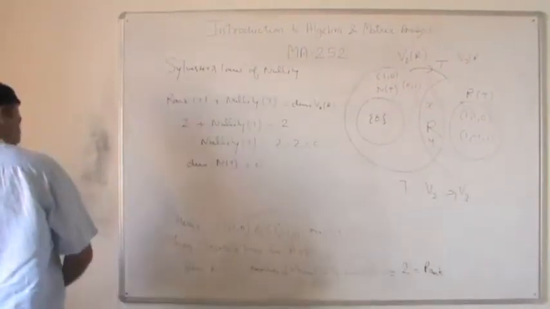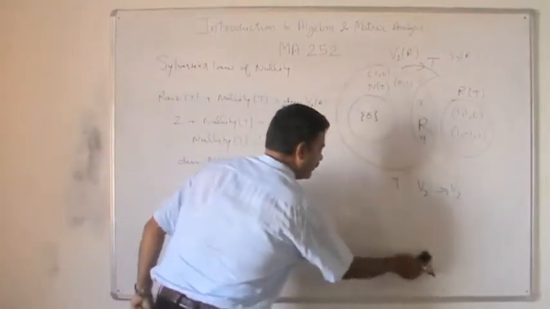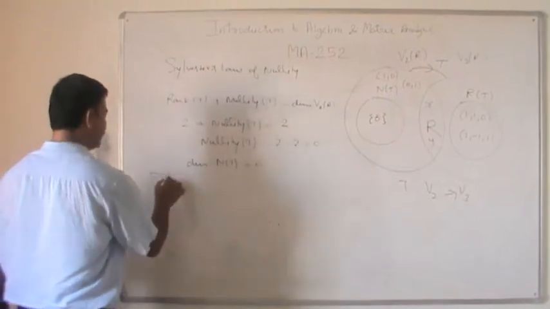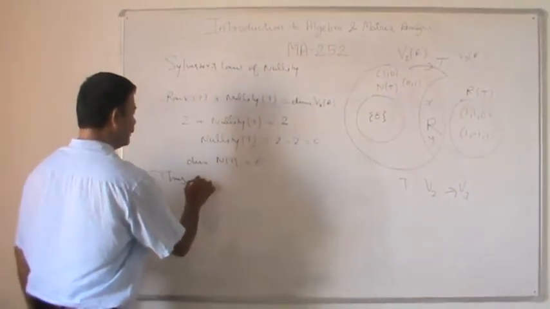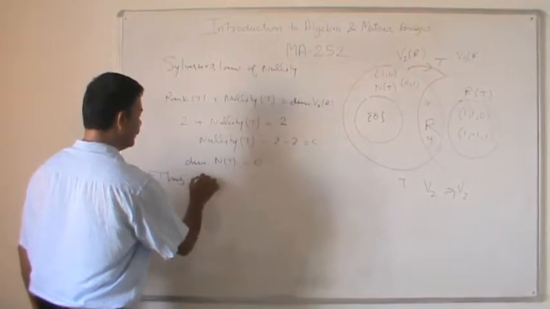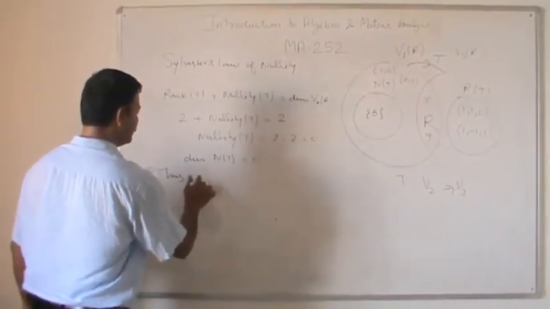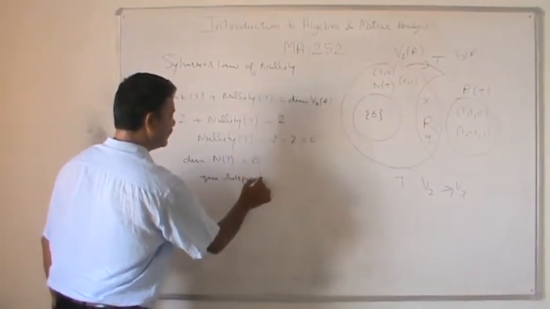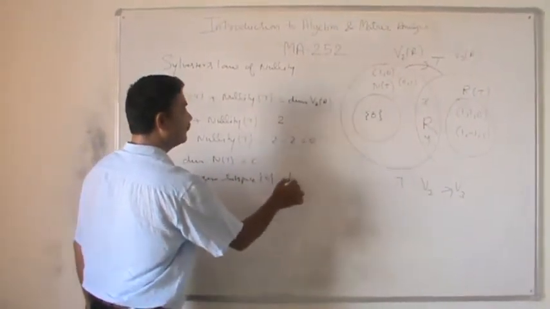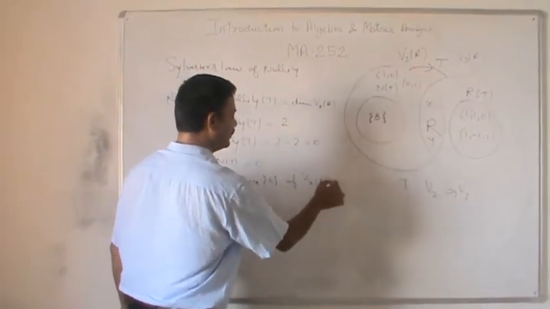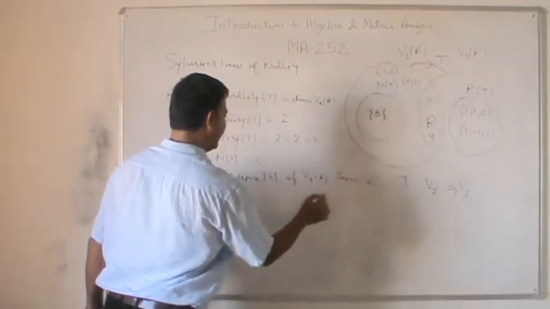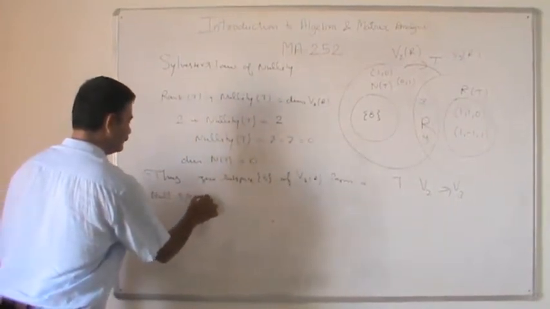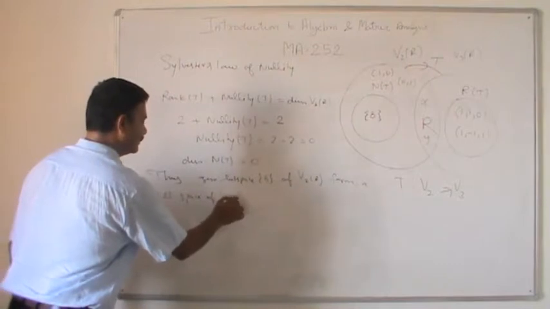So this zero subspace of V2(R) forms the null space of V2(R).